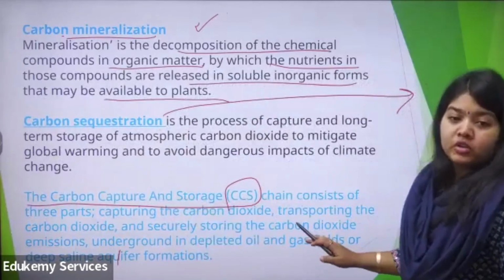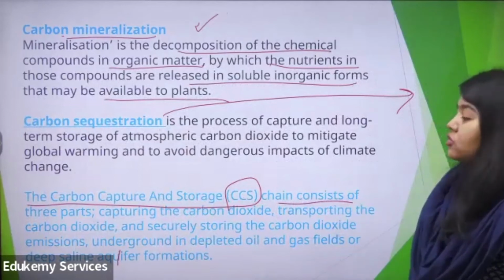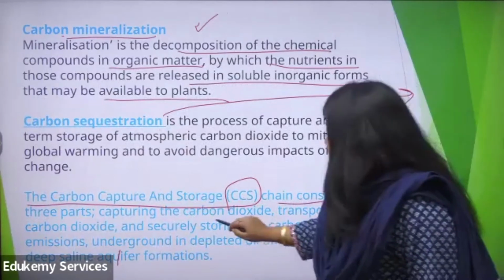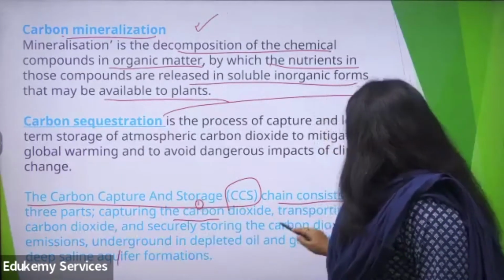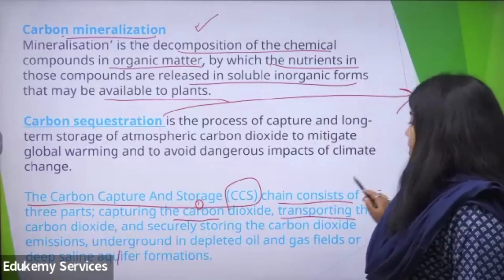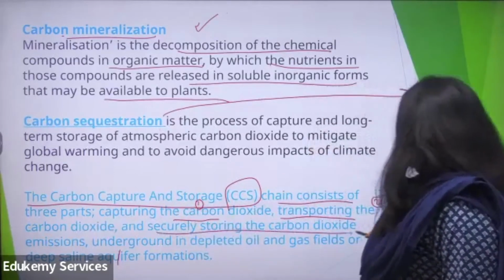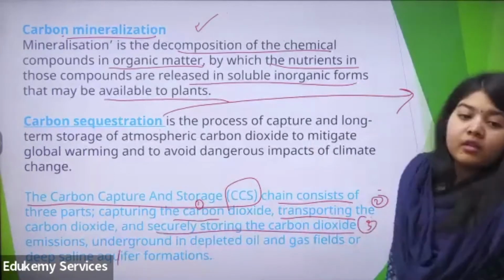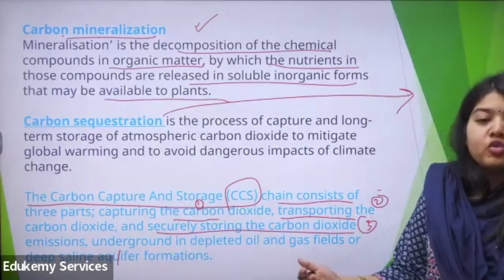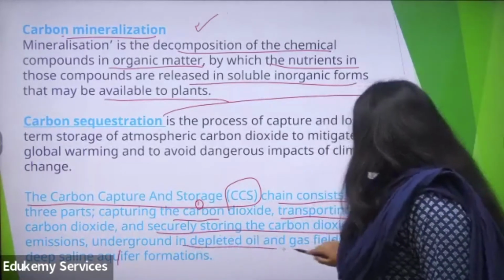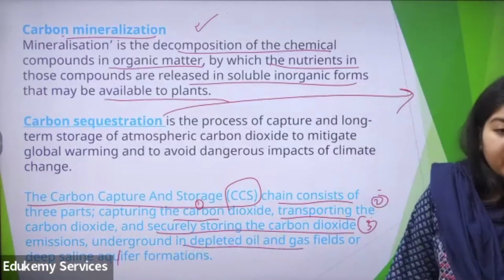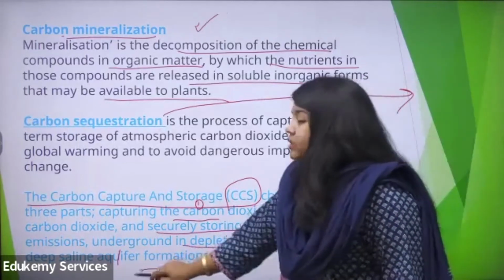So a CCS chain consists of three parts: capturing the carbon dioxide, transporting the carbon dioxide, and securely storing the carbon dioxide. Where do I store it? In depleted oil and gas fields, which are underground, deep saline aquifers, etc.